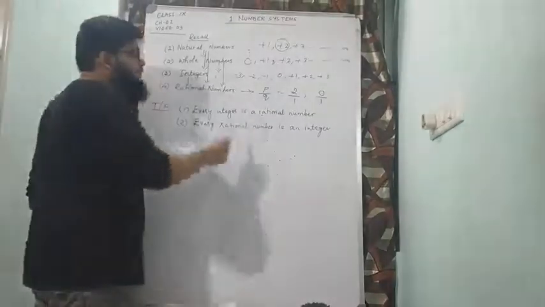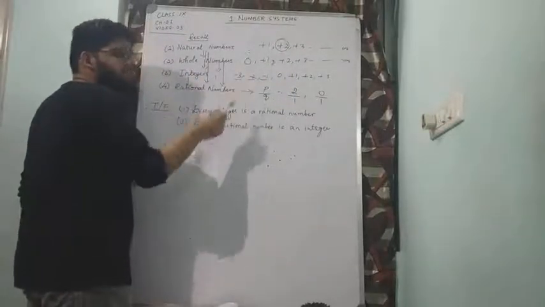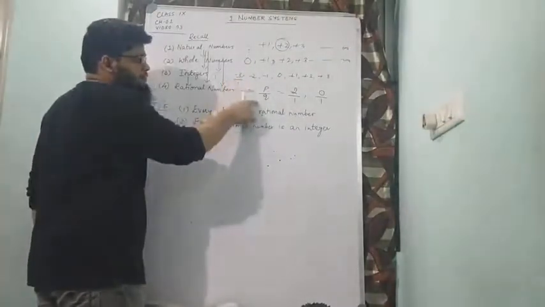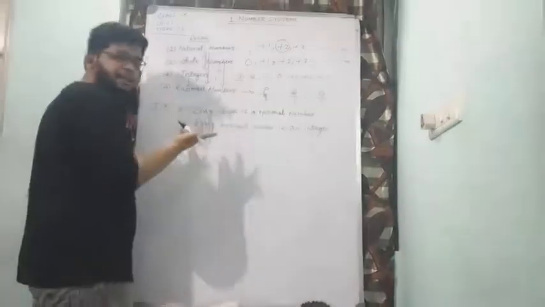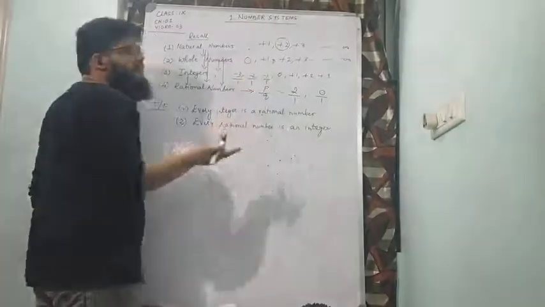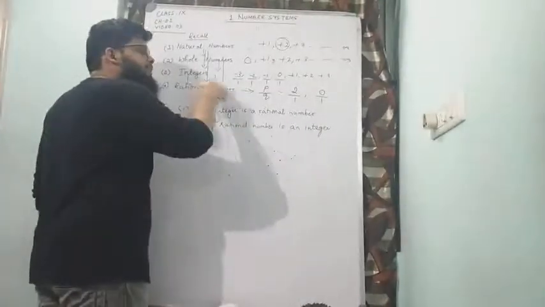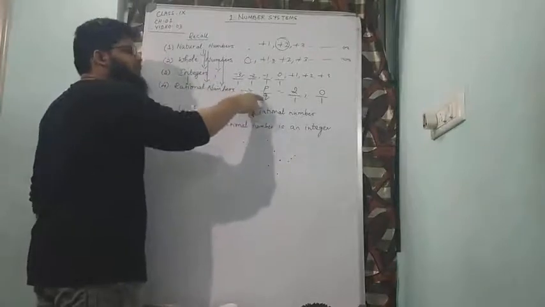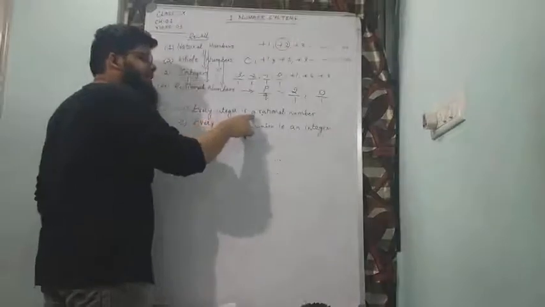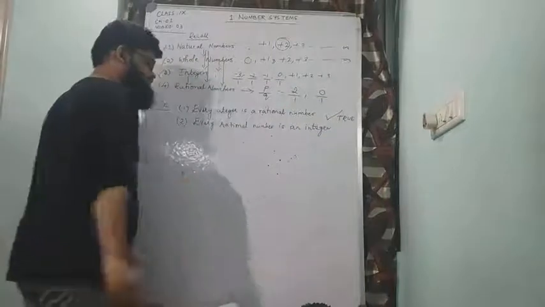The answer has to be true because every number in the integers can be written in the form of p by q. How? So minus 3 can be written as minus 3 by 1, which became like p by q and it became a rational number. Minus 2 can be written as minus 2 by 1. Minus 1 can be written as minus 1 by 1. 0 can be written as 0 by 1. Therefore, every number in integers can be written in the form of p by q, and therefore that becomes a rational number. That's why every integer is a rational number. Therefore, the answer is true.